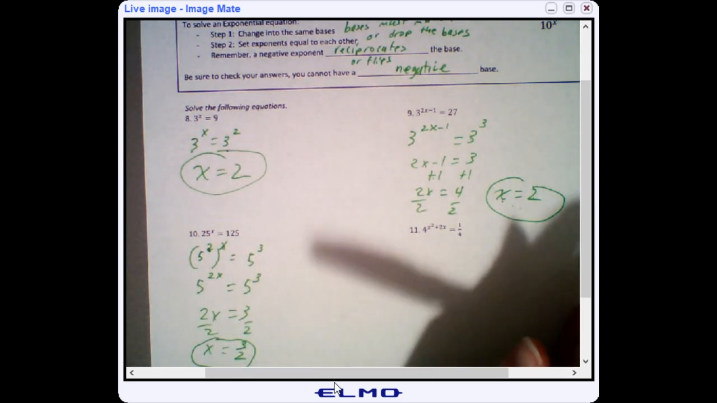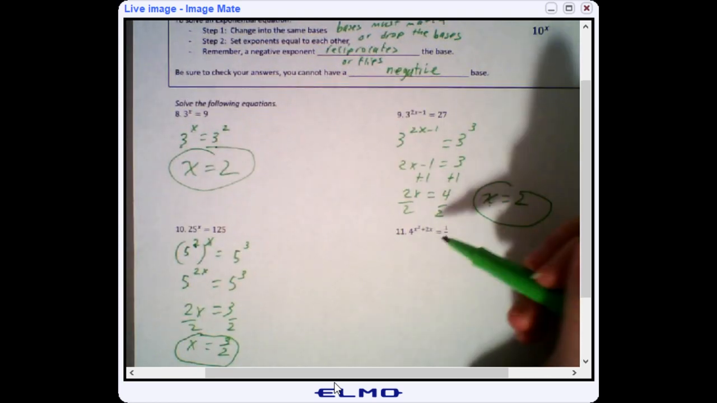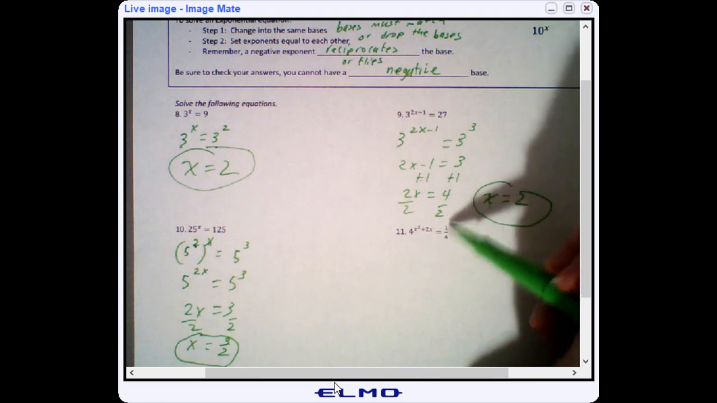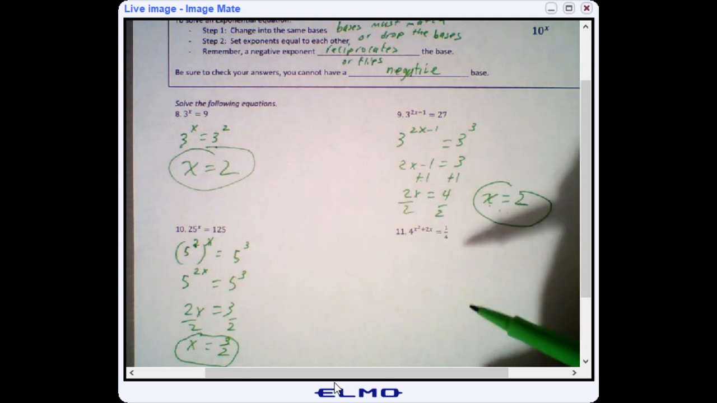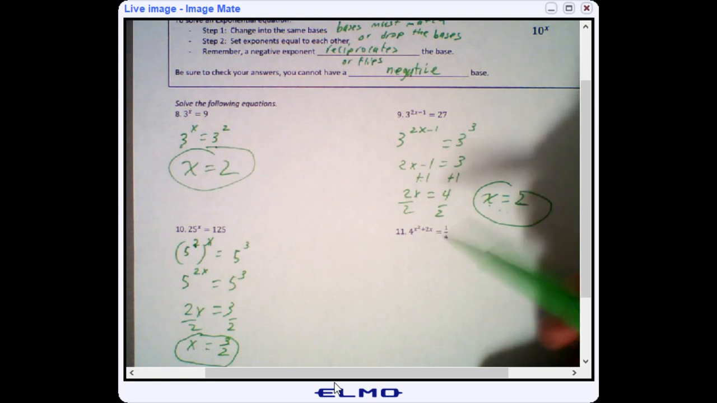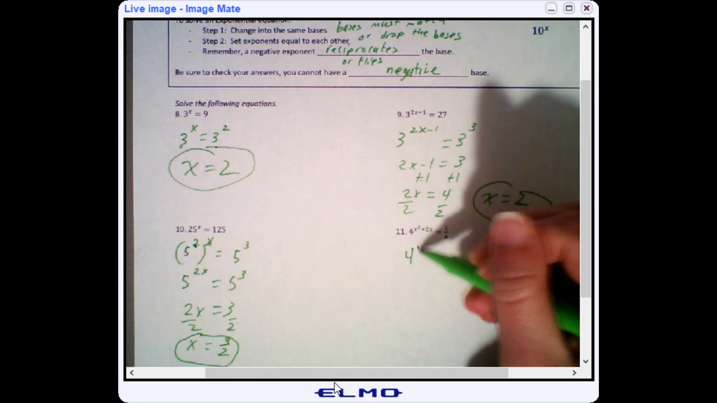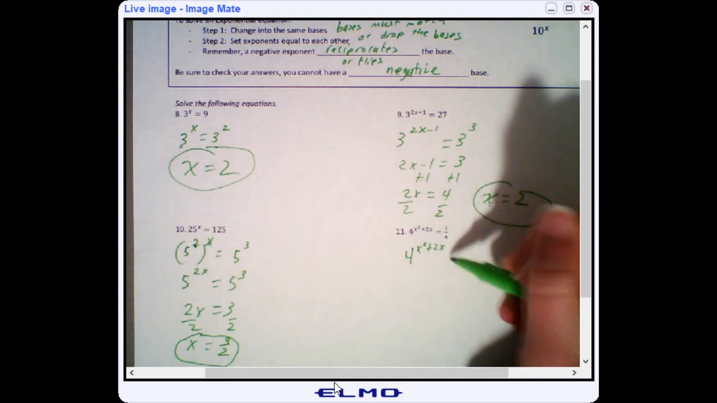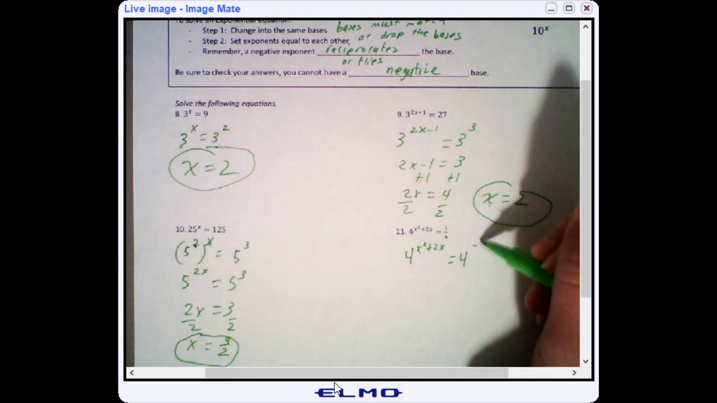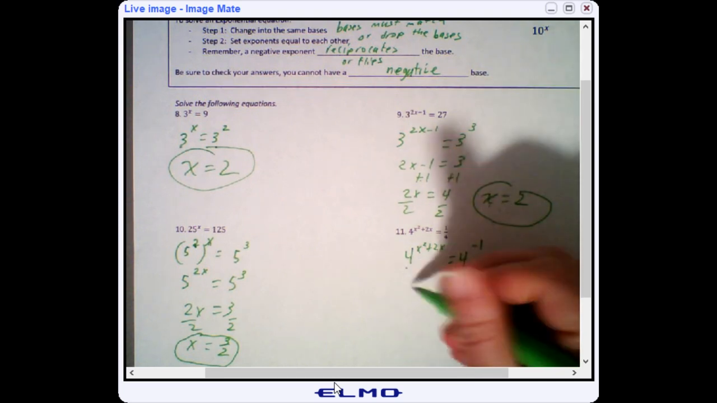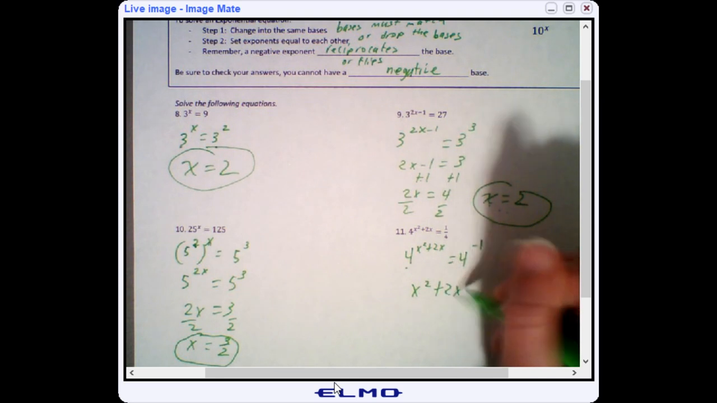When I look at 11, it says 4 to the power of x squared plus 2x equals 1/4. So even though this is my smaller one, it's a fraction, and fractions usually aren't our friends. To reciprocate them, we can raise them to a negative power. So we can say 4 to the power of x squared plus 2x equals 4 to the power of negative 1. That's the same thing. That would make it reciprocate. Bases match, so I drop them. x squared plus 2x equals negative 1.